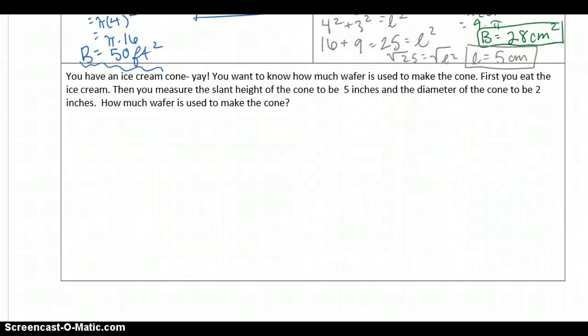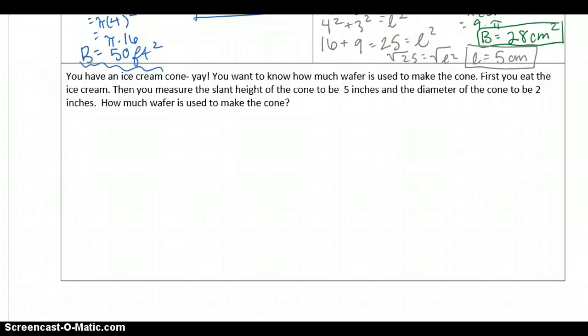So we had a word problem. You all, or we, have an ice cream cone. Okay, so we want to know how much wafer is used to make up the outside of the cone. First you eat the ice cream, then you measure the slant height of the cone to be 5 inches and the diameter of the cone to be 2 inches. So how much wafer is used to make the cone?